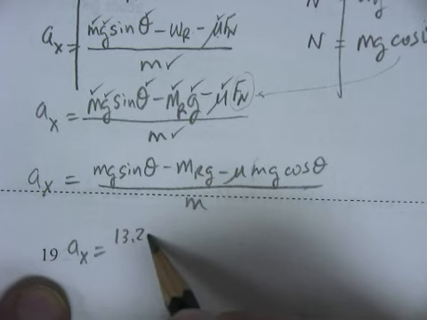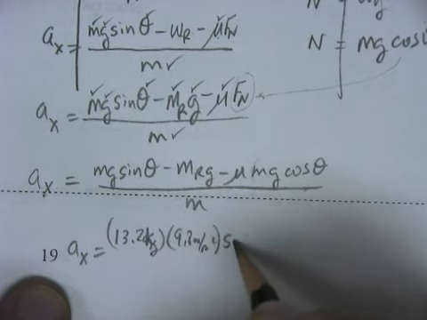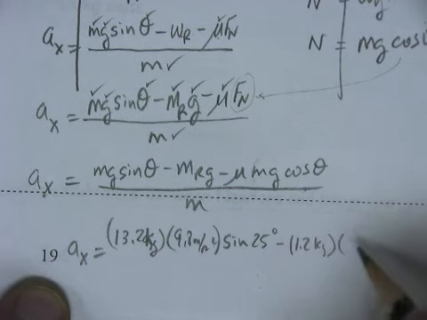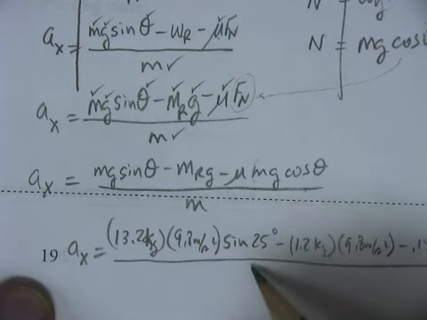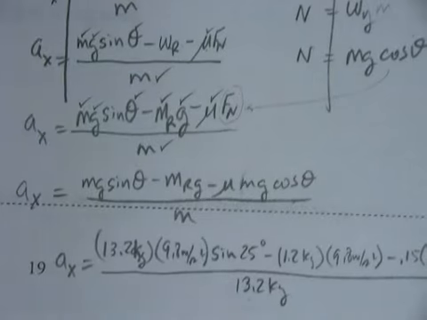So ax is equal to the mass of the block, 13.2 kilograms, times 9.8 meters per second squared, sine of 25 degrees, minus the mass of the rock, 1.2 kilograms, times g, 9.8 meters per second squared, minus mu, which is 0.15, times the mass of the box, 13.2 kilograms, times 9.8 meters per second squared, cosine of 25 degrees, all over the mass of the box, 13.2 kilograms.